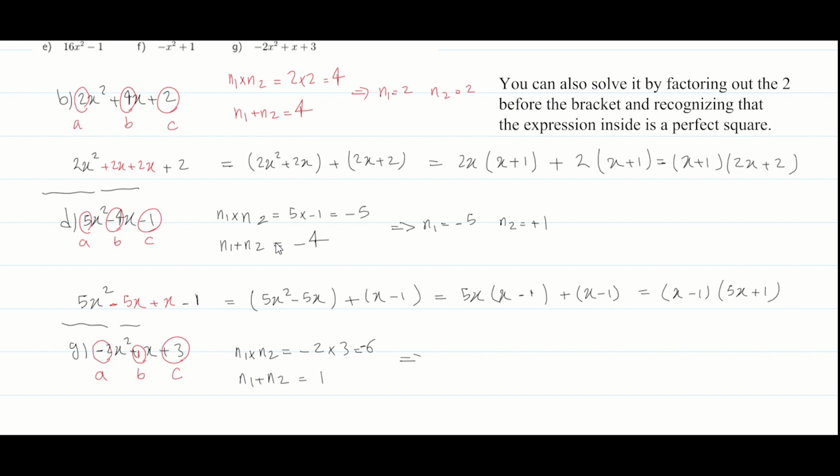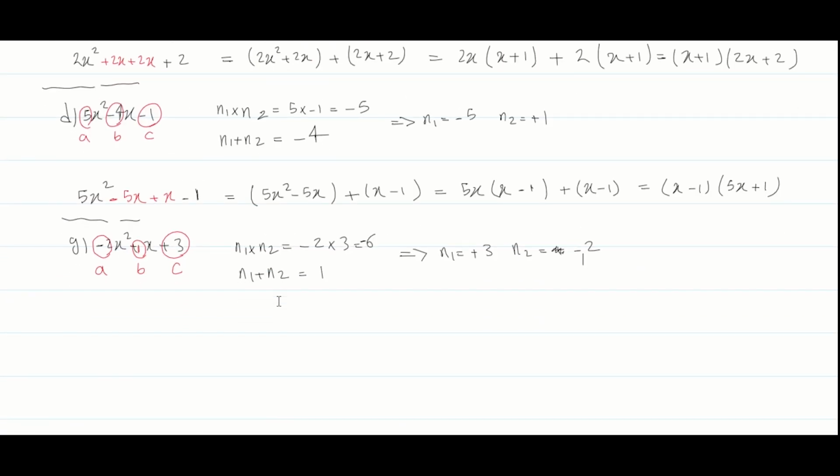And those two numbers would be plus 3 and negative 2. Because if you add them up, it would be equal to 1. And if you multiply them, it would be equal to negative 6. 3 times negative 2, it would be equal to negative 6. Now, using those two numbers that we got, we're going to split the second term or the middle term into two terms. So we're going to write the expression negative 2x squared.